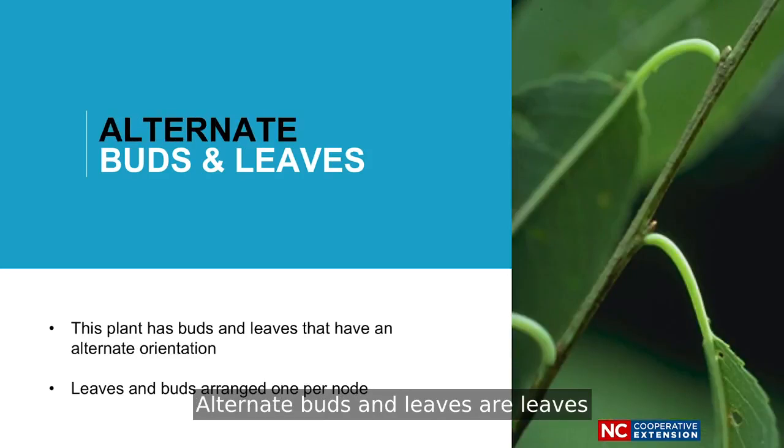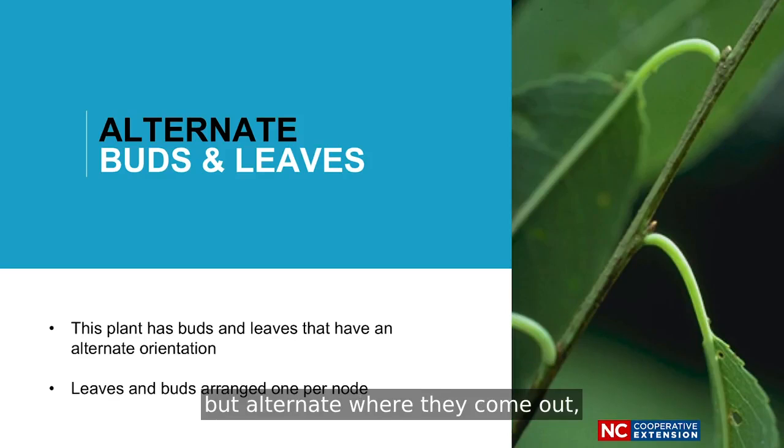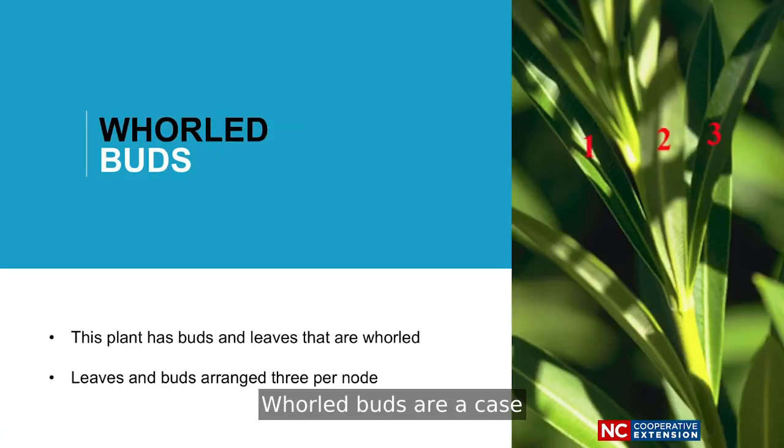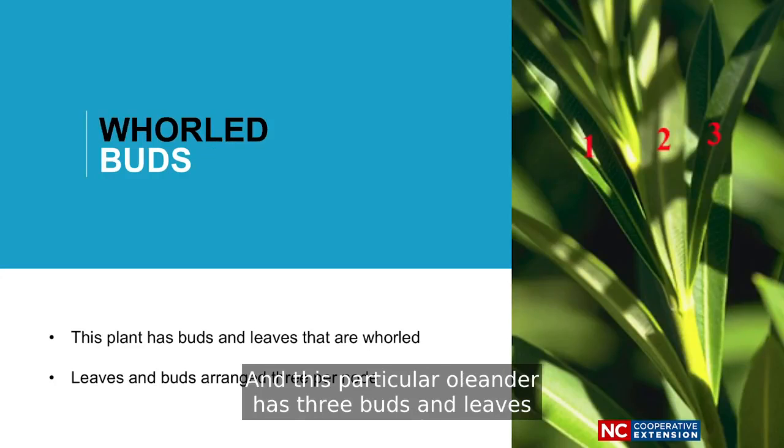Alternate buds and leaves are leaves that actually come out on opposite sides of the stem, but alternate where they come out, and so we call that alternate orientation. Leaves and buds arrange one per node. Notice on this picture there is actually one bud per node. Whorled buds are a case where you have leaves and buds arranging three per node. And this particular oleander has three buds and leaves that are whorled.